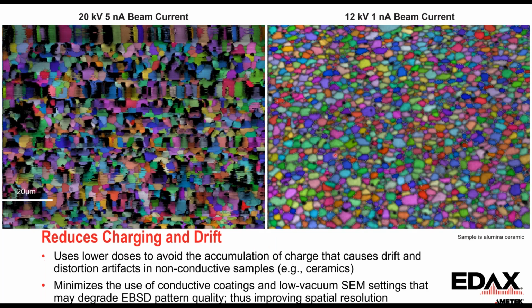And so you can think of some easy things we can use this for. Running at lower beam doses and lower beam voltages can do things like reduce charging and drift. This is just an example from an alumina ceramic where traditional conditions of 30 kV, 5 nanoamps, here on the left, get charging. We run something at 12 kV and 1 nanoamp, and that charging goes away. And so we can help minimize having to use conductive coatings or low vacuum SEMs, and improve spatial resolution through this.